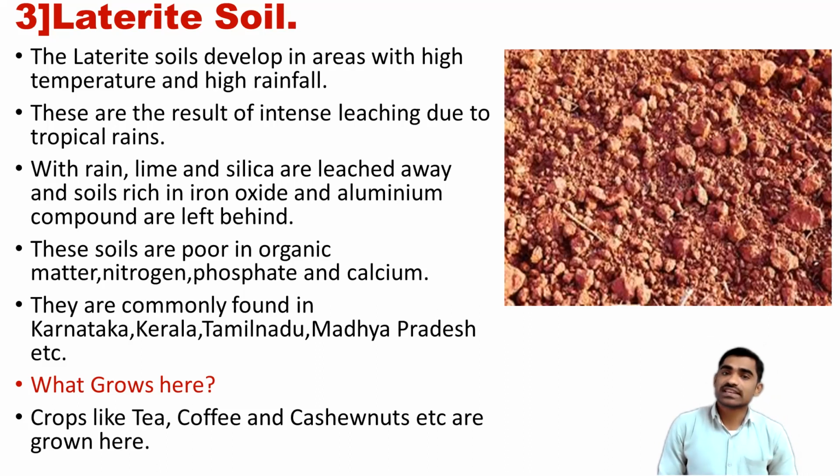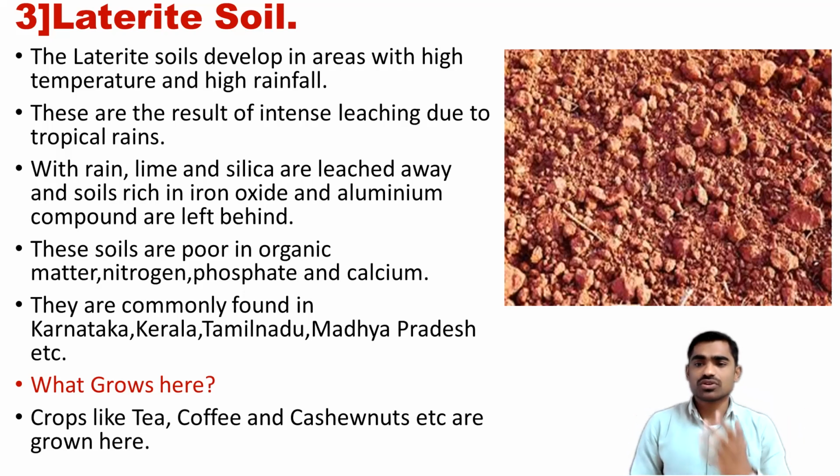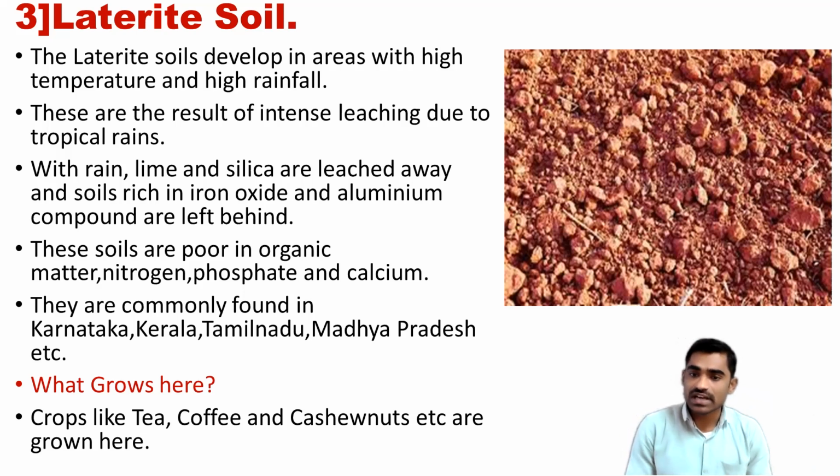This laterite soil has been formed, and how has it been formed? It has been formed due to intense leaching. And what does leaching mean? Leaching just means getting drained away, getting washed away. So due to intense leaching we get this laterite soil. What gets leached away, what gets drained away, what is washed from this soil?